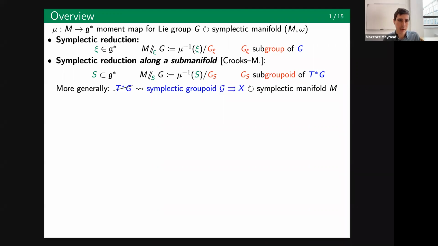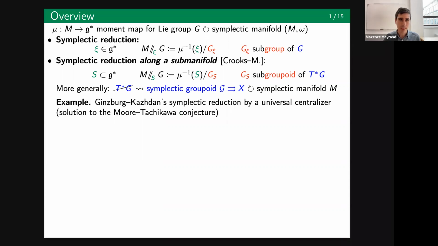Of course, now you can generalize, replacing the cotangent groupoid by any symplectic groupoid. Then X here plays the role of the dual of the Lie algebra, and for a submanifold S inside X which is non-degenerate, a pre-Poisson submanifold being the right condition, you get a notion of quotient. One of the main examples, which was the motivation for this, is to explain a construction of Ginzburg and Kazhdan, which is a kind of symplectic reduction by a universal centralizer. That's a particular example of a groupoid. It's a group scheme, so a groupoid where the source and target maps are equal.